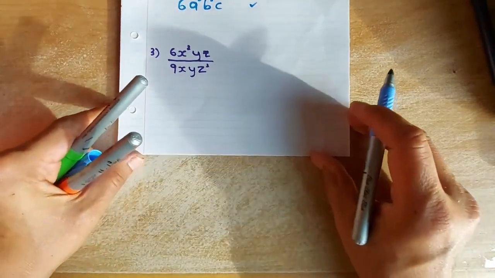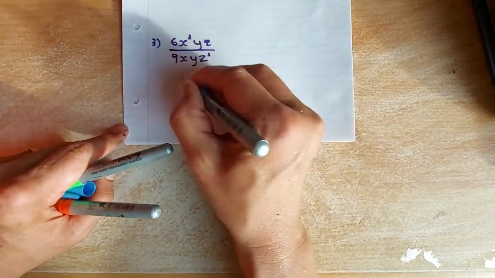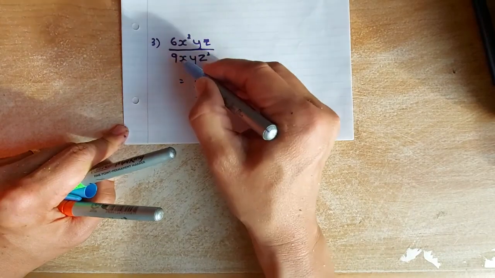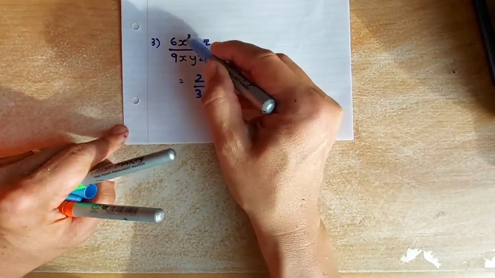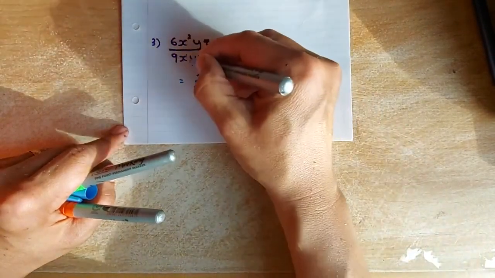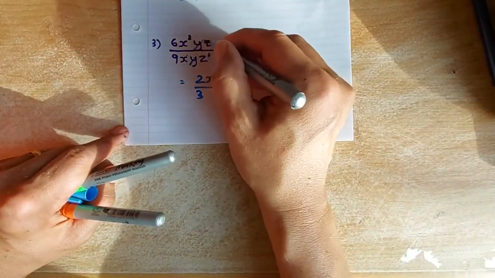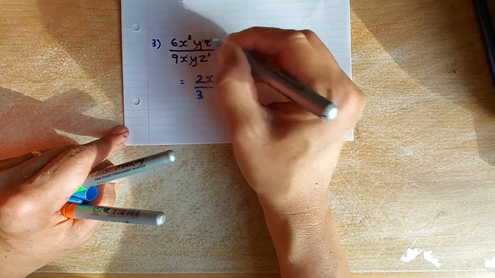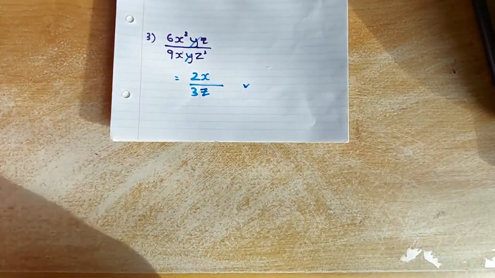Same for division. Division, again, number with number, put in your calculator, 6 over 9 is going to be 2 over 3. X squared over x. When you multiply, you add a power. When you divide, you take away the power. So 2 minus 1 is going to be x on top. Y and y will cancel out, so there's nothing left. Z and z squared. So there is 1 z on top and 2 z at the bottom. So when you cancel them out, 1 minus 2 is going to be z at the bottom. And that will be the third mark in the exam.